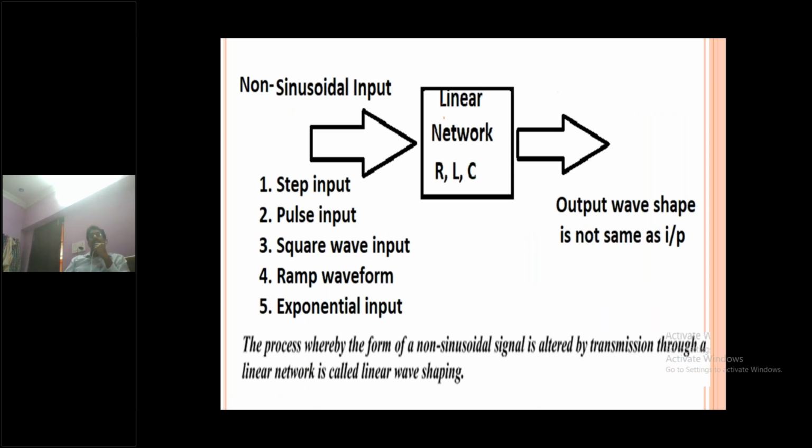So the non-sinusoidal inputs we are using in our subject are step input, pulse input, square wave input, ramp waveform, exponential. When these non-sinusoidal waveforms are applied to the linear network, the output waveform shape is not the same as the input one. That means the output waveform shape will change. So what is the definition of linear wave shaping? The process whereby the form of a non-sinusoidal signal is altered by transmission through a linear network is called linear wave shaping. That means when non-sinusoidal signals are transmitted through a linear network, the output waveform shape will change.